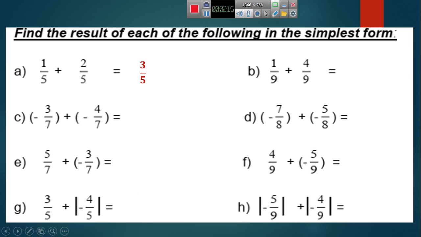Let's see the next fractions. 1 over 9 plus 4 over 9 equals 5 over 9, because both of them have the same denominator. Negative 3 over 7 plus negative 4 over 7.